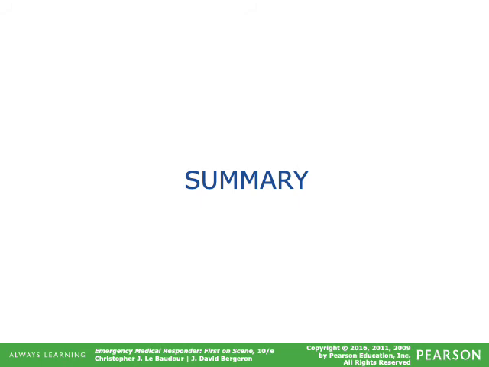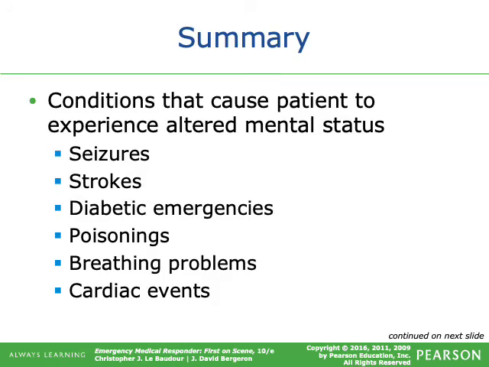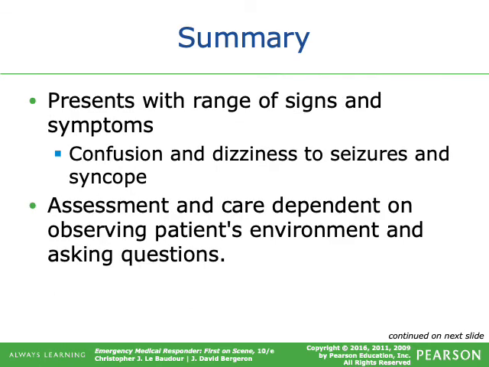Alright, we're going to go over a summary of this chapter. Conditions that cause a patient to experience an altered mental status include seizures, strokes, diabetic emergencies, poisonings, breathing problems, cardiac events. They can present with a range of signs and symptoms, from confusion and dizziness to seizures and syncope. Just keep in mind syncope is also known as fainting. Assessment and care depend on observing the patient's environment and asking questions.